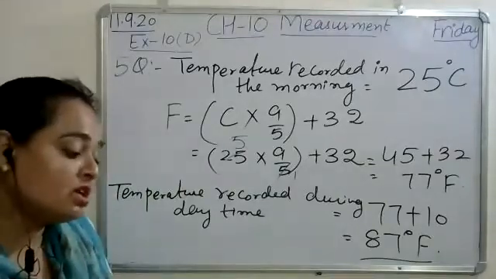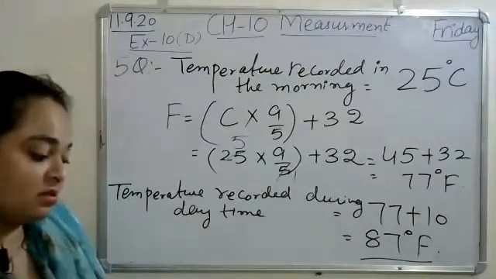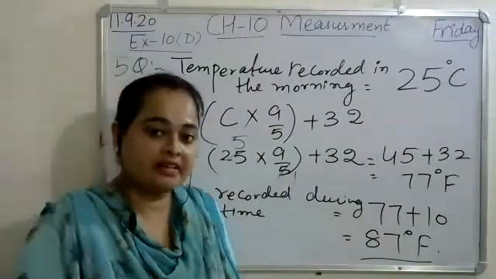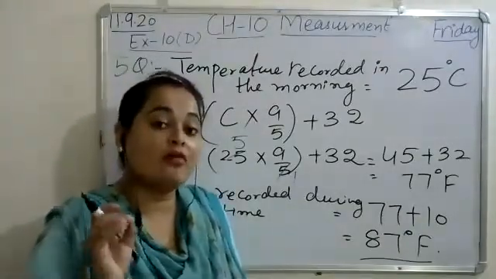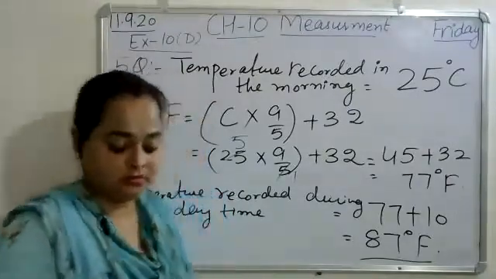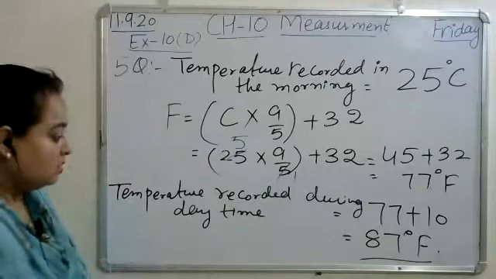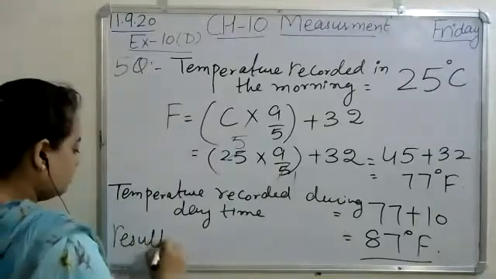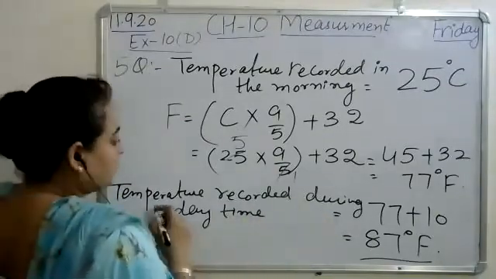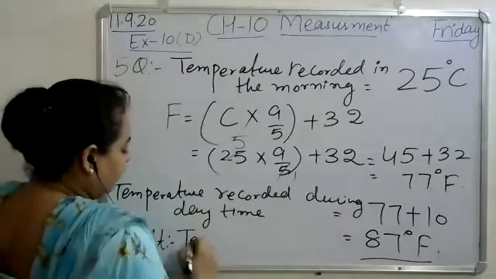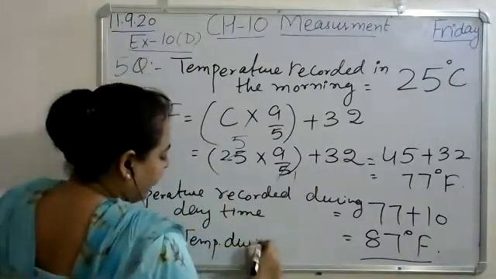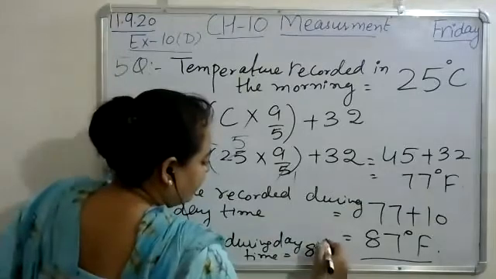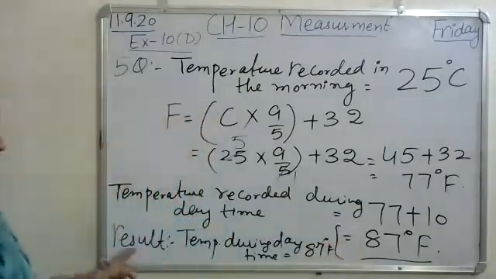And it is better to use the word result in mathematics. Avoid using the word answer. Students, in mathematics, use the word result and avoid using the word answer. So in the last again, result. In the result, you will write, so what is the result? This is the temperature recorded during daytime. Temperature during daytime is equal to 87 degrees Fahrenheit. So this is the result.